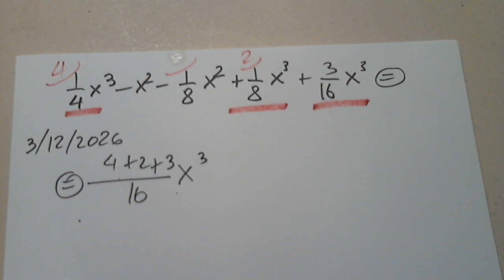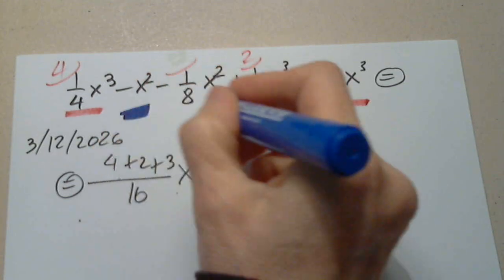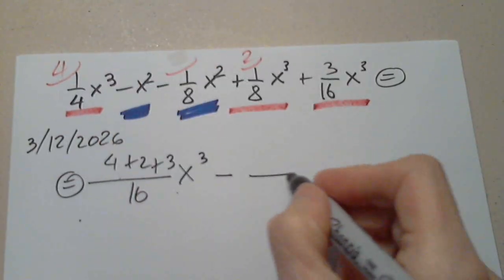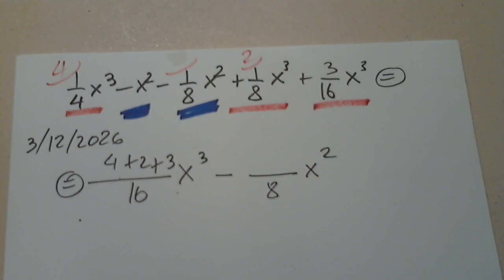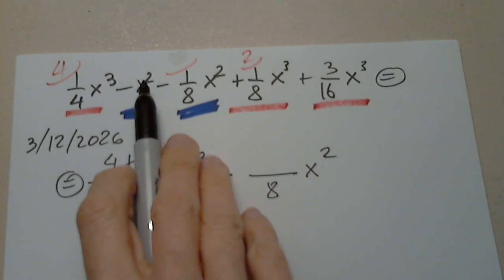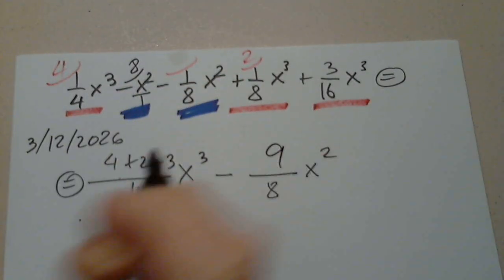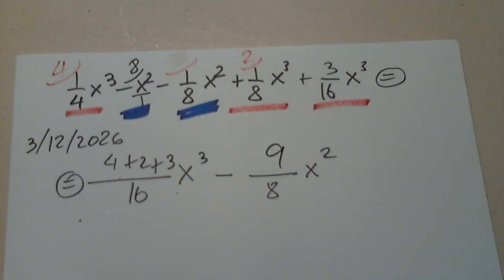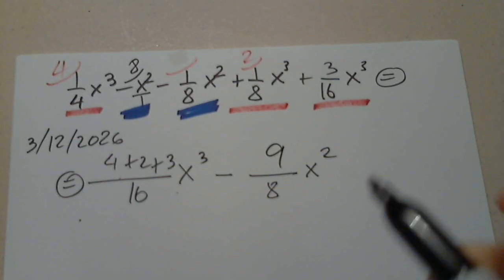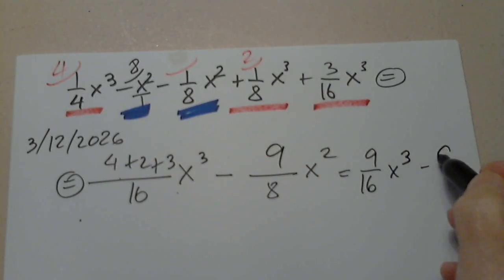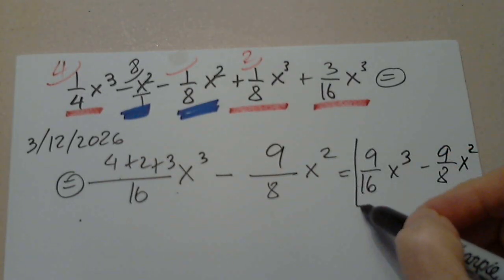Now we're looking at the terms with x squared. There are 2 terms with x squared. The least common denominator is 8. Both are negative, so I will not worry about the sign. But this one needs an 8 in here because it has the denominator of 1. So 8 plus 1 is 9. So final step, we have 9 over 16 x to the third, and 9 over 8 x squared. And this is it.